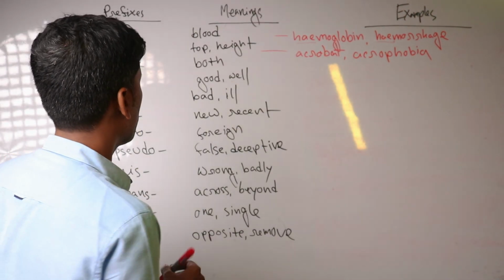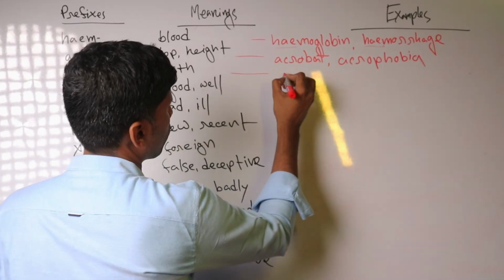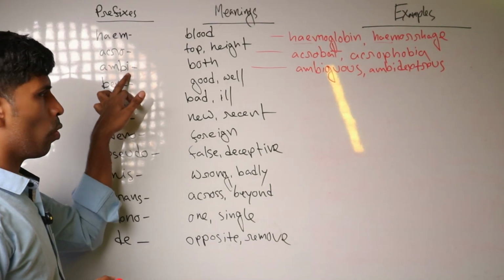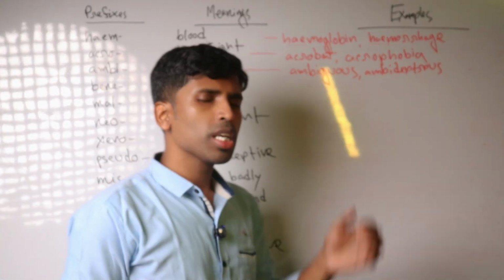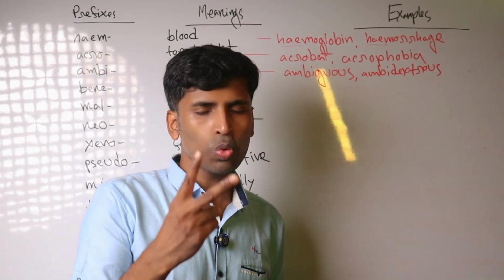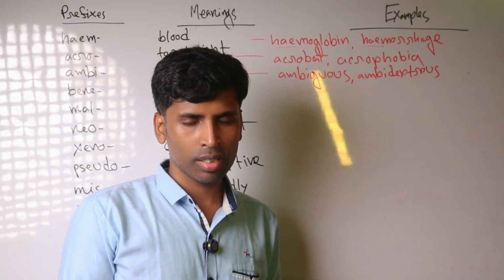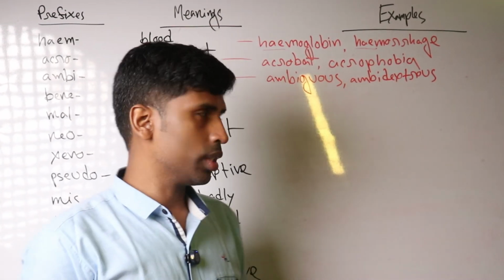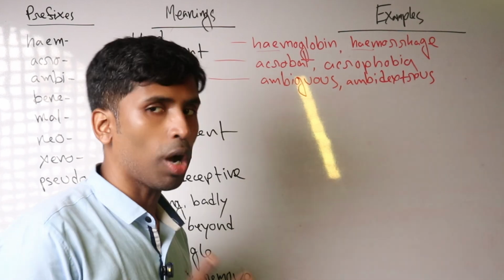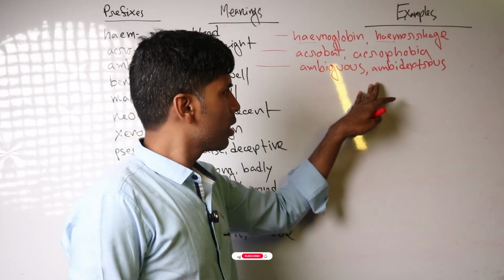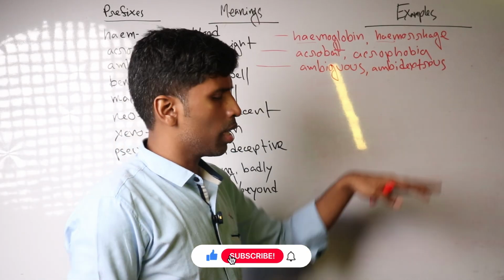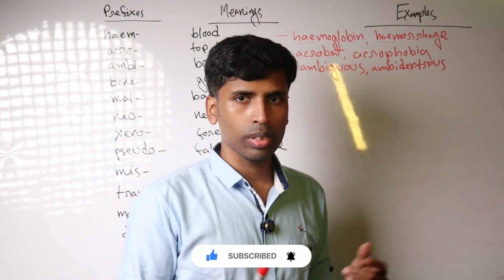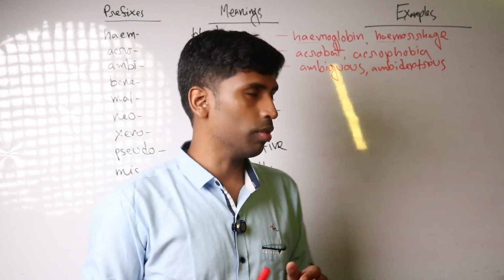Alright, next we have ambi. Ambi means both. So it can be ambi or amphi. Ambiguous means having two or more meanings. Some words are ambiguous. Even some sentences are ambiguous. So two or more meanings are possible. That is what ambiguous is. And then ambidextrous. Ambidextrous means able to use both hands equally, able to use both hands skillfully.